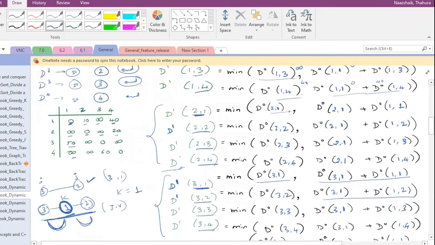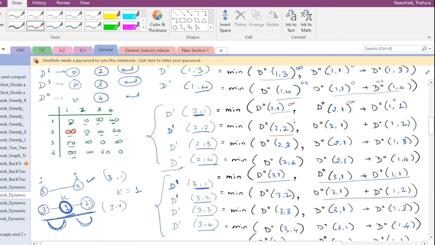Let's do this one. 2 to 1. 2 to 1 is infinity. 2 to 1 is infinity plus 1 to 1, which is 0. This is also not changing. Same. Let's try 2 to 2.